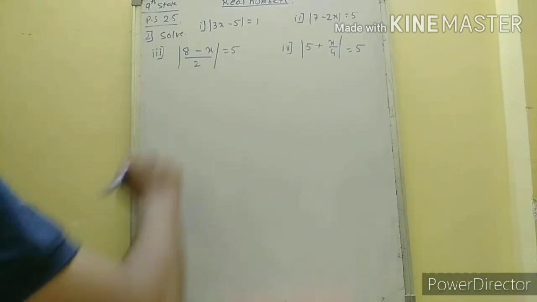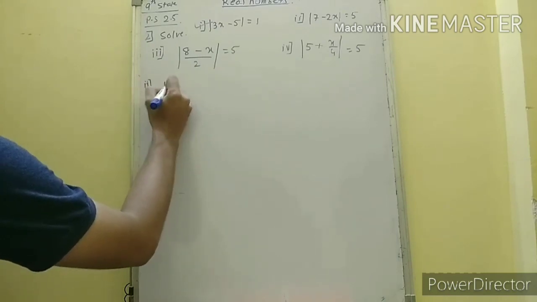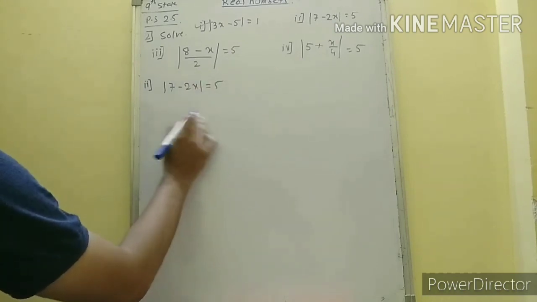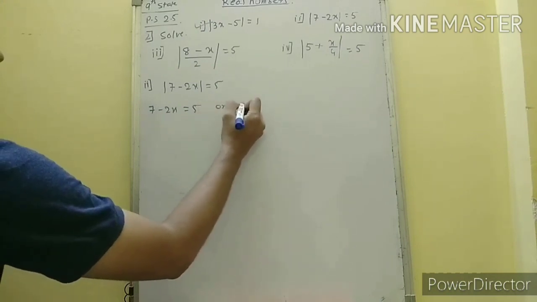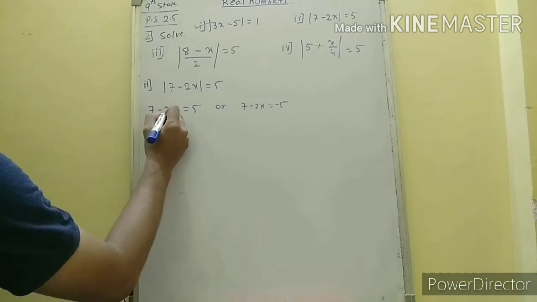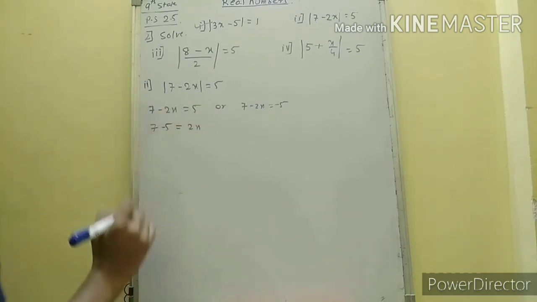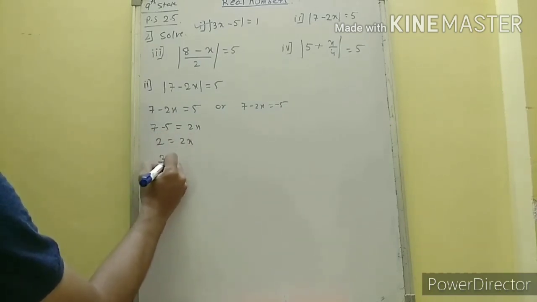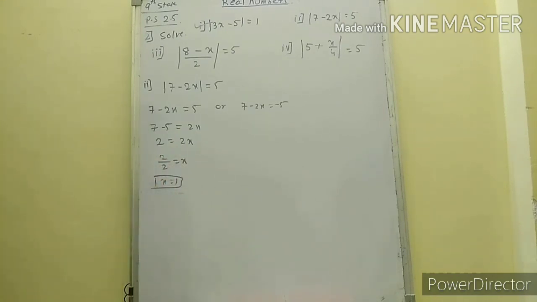So now we have completed the first one. So start the second one. What is the second one? Modulus of 7 minus 2x is equal to 5. So 7 minus 2x is equal to 5, or 7 minus 2x is equal to minus 5. So minus 2x I will take that side. So 7 minus 5 is equal to 2x. 2 is equal to 2x. 2 upon 2 is equal to x. Value of x is 1.